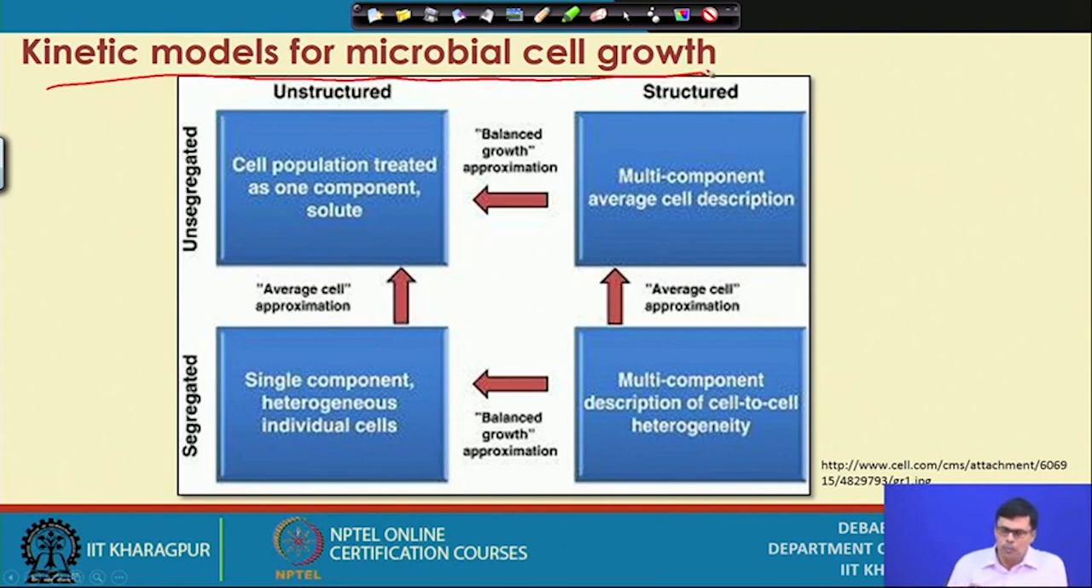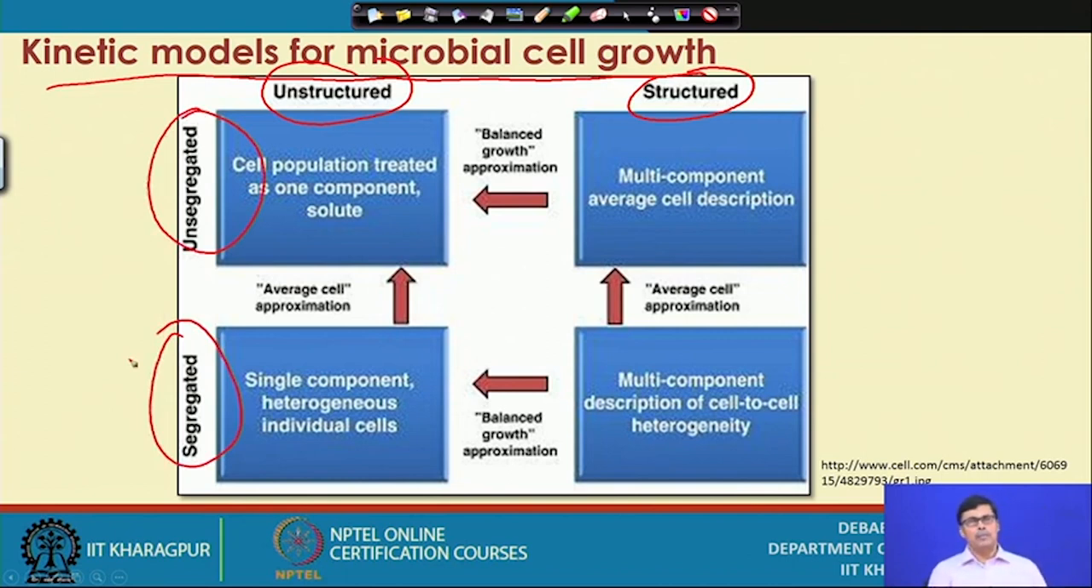So, we have four different types of models. One is structured model, unstructured model, unsegregated model and segregated model. So, the mathematical model, when you use any kind of cell growth, we can have four different types of structure. Now, let us try to understand what you mean by segregated model, unsegregated model, structured model and unstructured model. Now, what is segregated model?